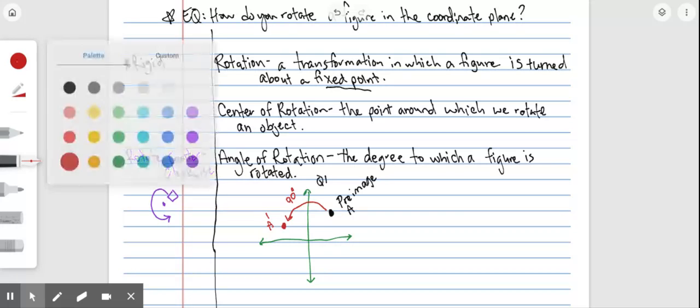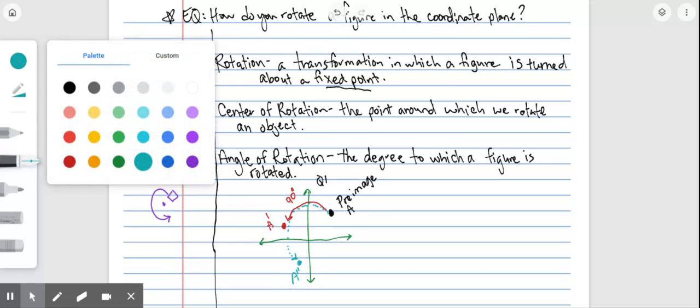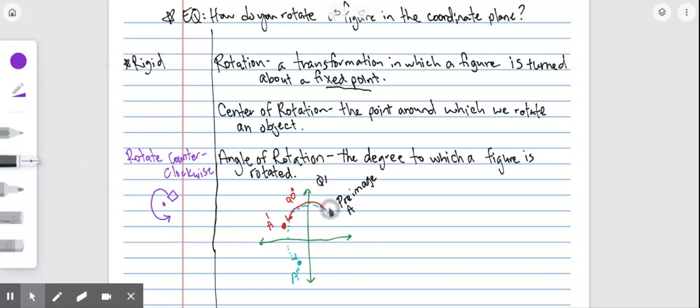Okay, you could also have rotated A 180 degrees. Okay, and again, we're still going counterclockwise, so we go 180 degrees this time. Here's A double prime. You could also rotate coordinate A 270 degrees. End up somewhere around here.